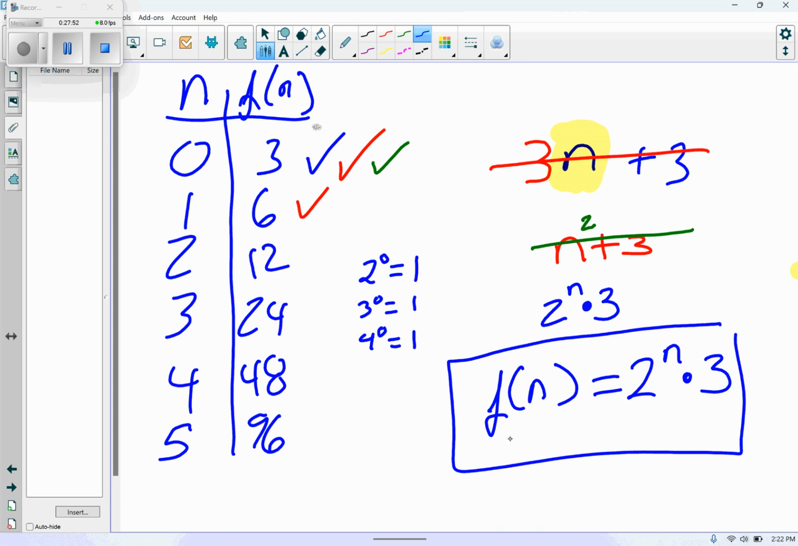I'm actually going to call this one the explicit equation. Explicit equation.